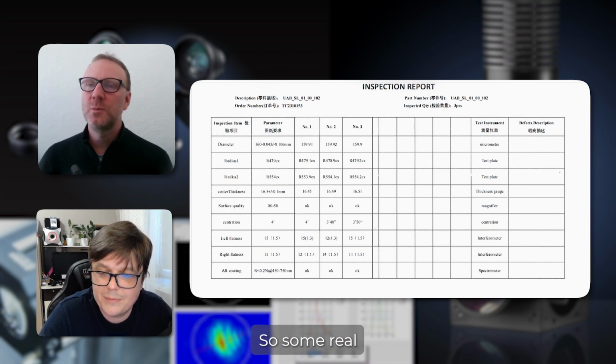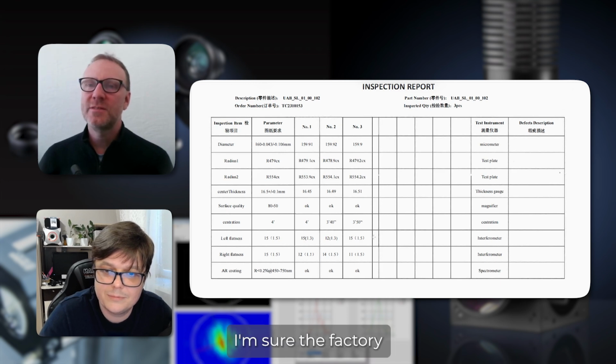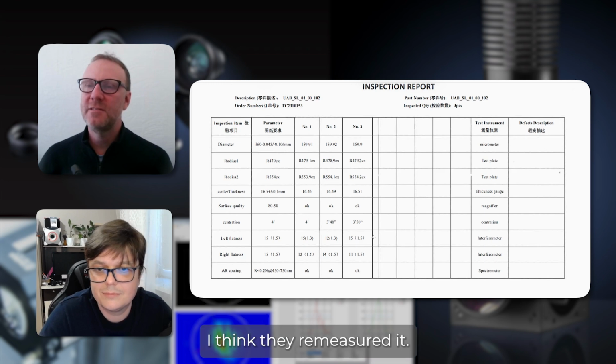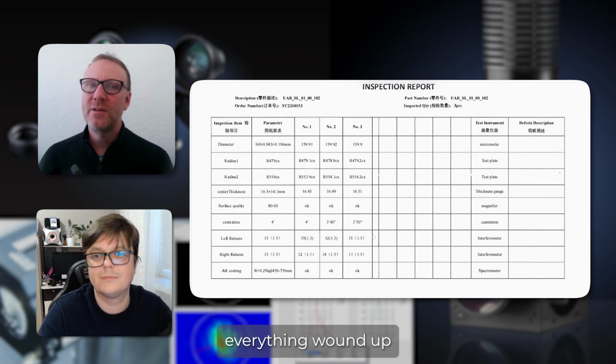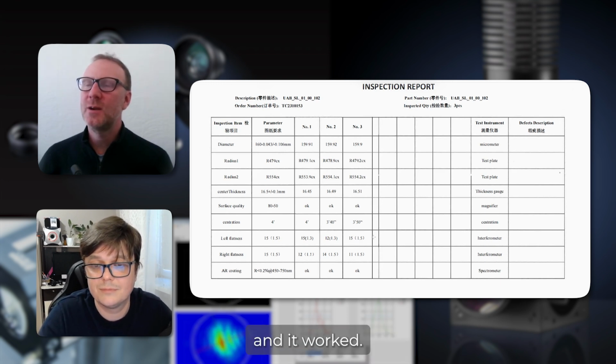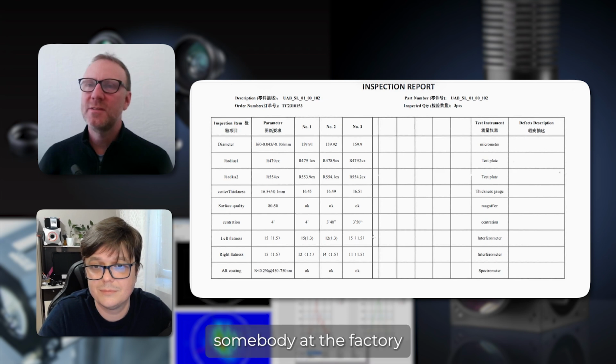So some real problem solving and investigation, and I'm sure the factory was embarrassed that you found this error after we pointed it out. I think they remeasured it, and I think everything wound up okay with this lens, and it worked. But I'm sure somebody at the factory didn't have a good morning when you pointed out that they were making mistakes in their test reports. So that was some good investigation.